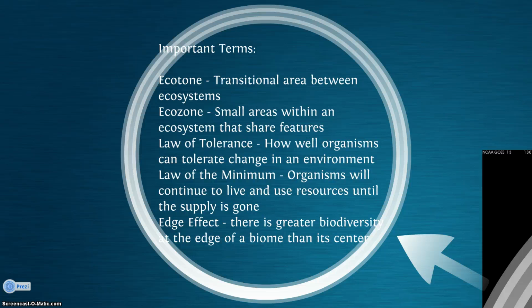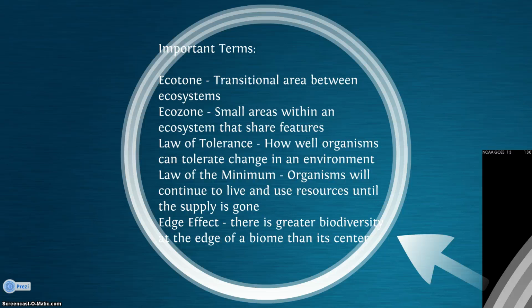And finally on here, we have the edge effect. Remember, from ecotone at the top of our list, there are transitional areas. Because of these, we actually see greater biodiversity at the very edge of a biome rather than at its center. In the very center of a desert, there is a lot less biodiversity than around the edges of a desert. And that's because of all of these organisms that live in the ecotone, in those transitions.